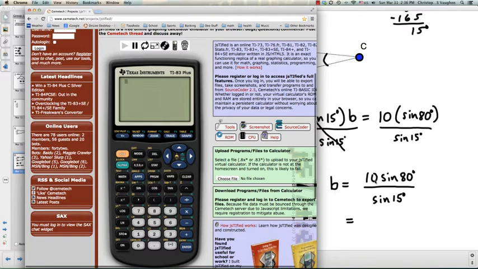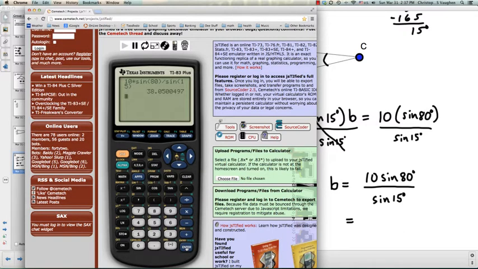B is 10 times the sine of 80 divided by the sine of 15. So let's type in 10 and then times. You can say times, but actually it'll understand even if you didn't do the times. The sine right there, sine of 80, and then I want to divide that by the sine of 15, so hit sine 15. Okay, and then enter. I get 38.